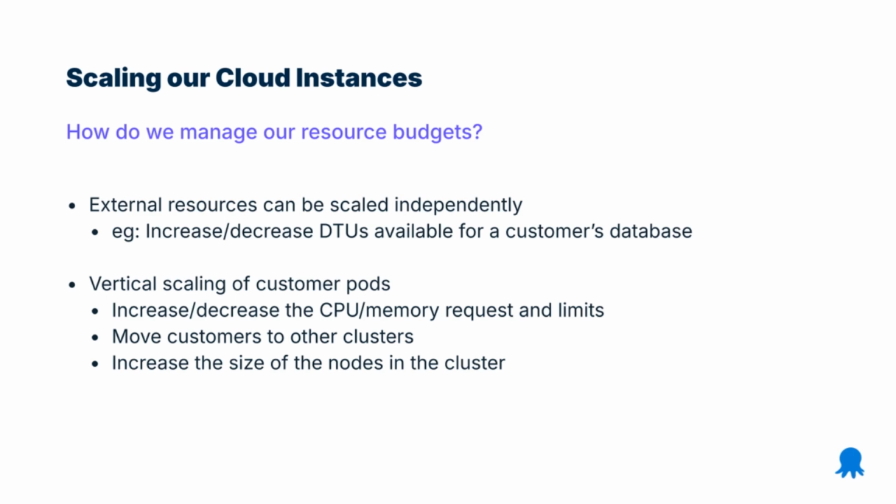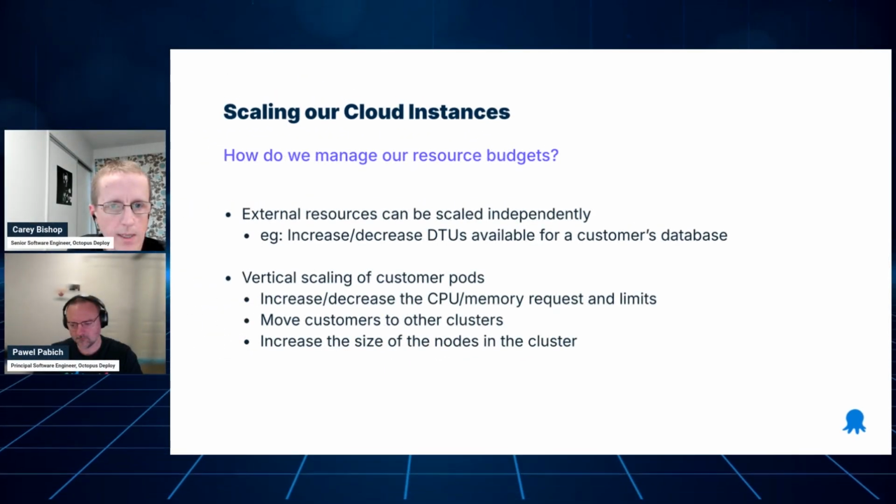So then we move on to how do we scale our cloud instances? How do we manage the limited resources that we have? This is one of the beauties of us using Azure resources, is that for the external things like the database and the file share, it's quite easy for us to change the tier for those resources independently of the instance itself. So we can quite easily increase or decrease the number of DTUs available for a customer's database. And we do that based on the activity that we see within the database. If a customer is in the process of doing a lot of deployments, then we'll likely scale up the size of their database to cope with that.